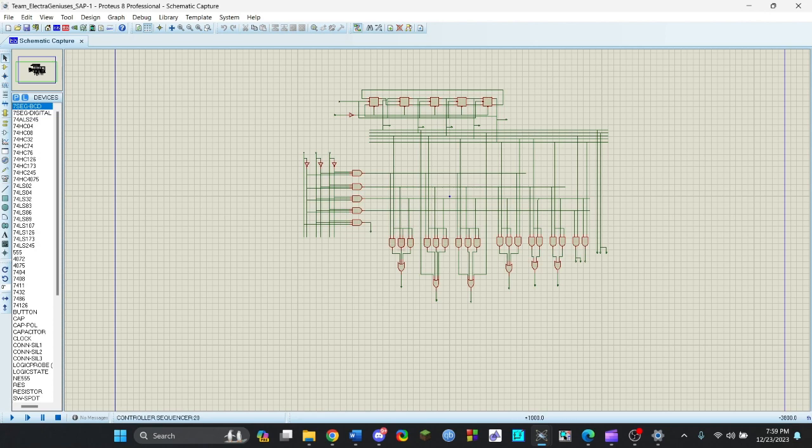And control bits are unchanged during a T-state. We know that there are different T-states. A T-state means the time required to complete one micro instruction, and the control sequencer modifies the control bits at the start of the next T-state. So this is our control sequencer.